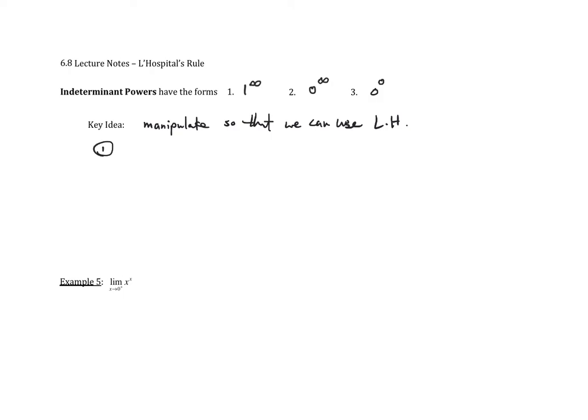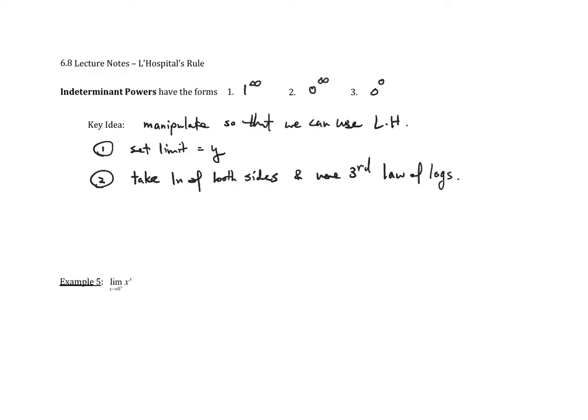I think the first thing you would do is you would set the limit equal to y. In other words, you're going to introduce this variable y. The second thing you're going to do is you're going to take the natural log of both sides. The purpose of taking natural log of both sides is that this will allow us to use the third law of logarithms.